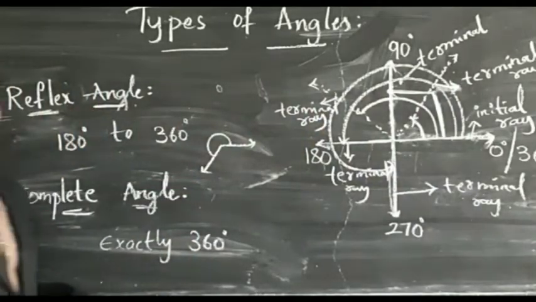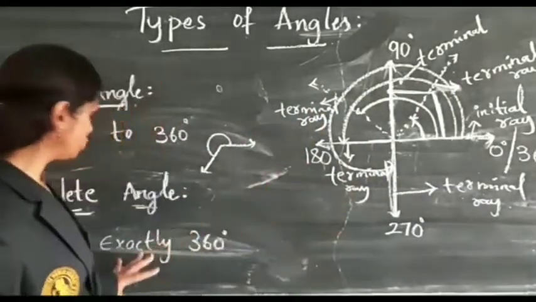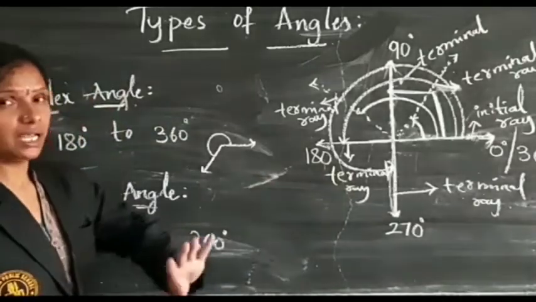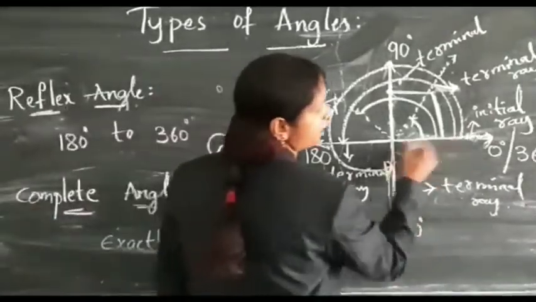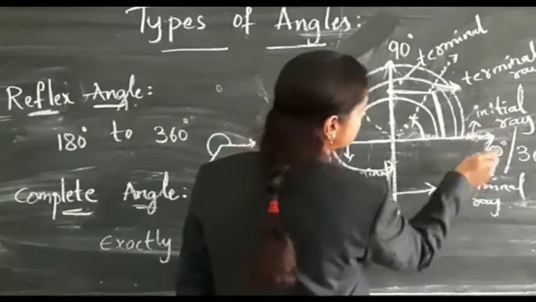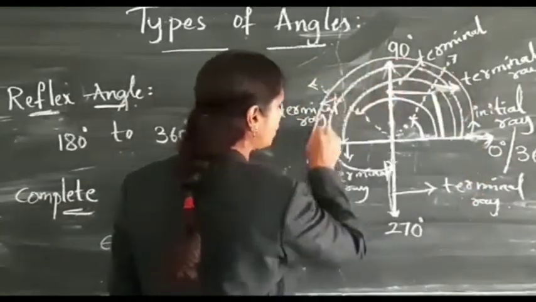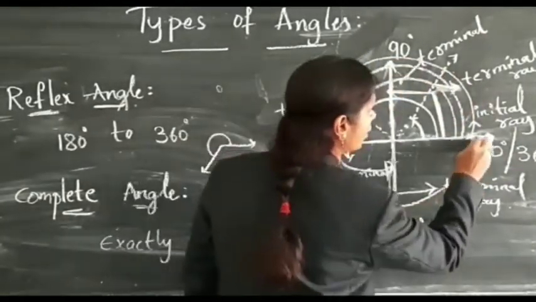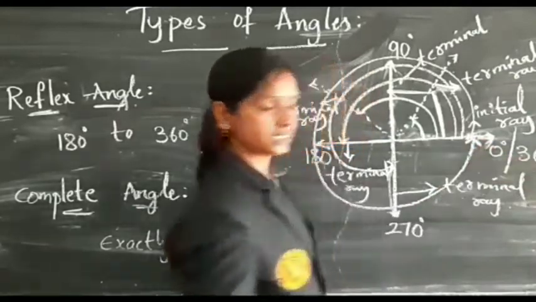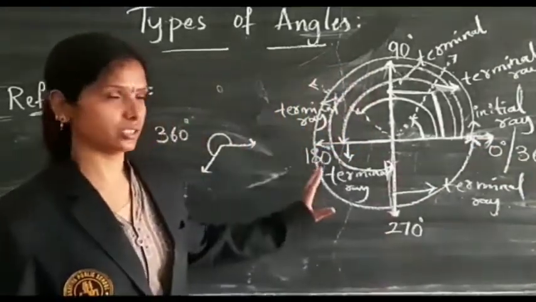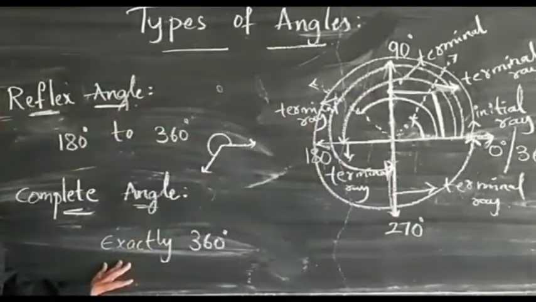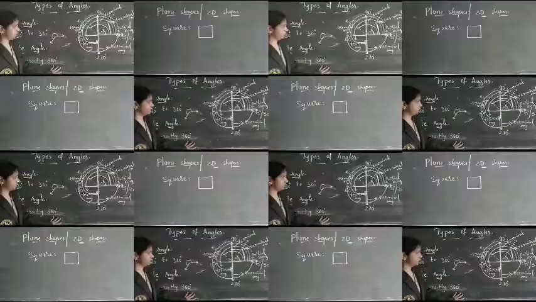Now the complete angle. A complete angle is exactly 360 degrees. It starts from the 0 degrees initial ray and completes one total rotation at 360 degrees. It completed one rotation. So it is a complete angle, 360 degrees.